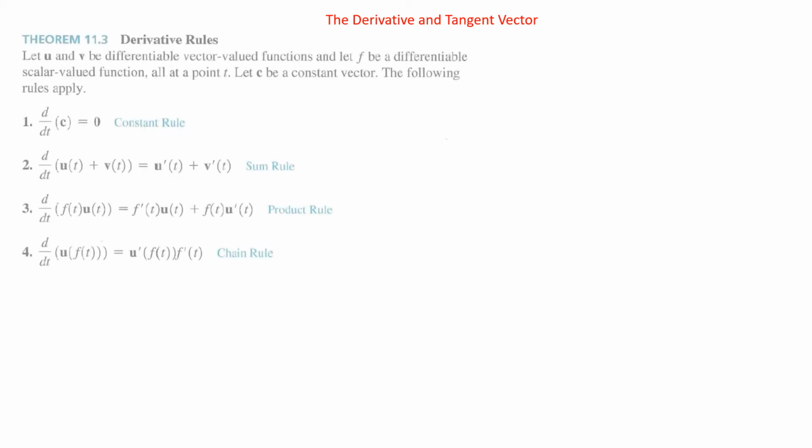With that, we have some derivative rules, and these derivative rules are basically the same as with our functions. The derivative of a constant is 0. The derivative of a sum is the sum of the derivatives, right? When we have x squared plus x, we can do the derivative of x squared plus the derivative of x. We have the product rule, works the same. The chain rule works the same.